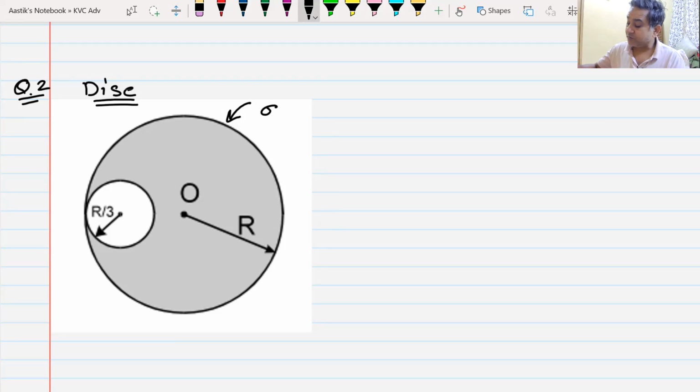You have to find the moment of inertia of this disk with a hole about an axis passing through O, the center of the disk, and perpendicular to the plane of the disk. Remember, we found the center of mass of this body also. Do we remember this? We apply the same concept here. I'll give you 2 minutes to think about it.